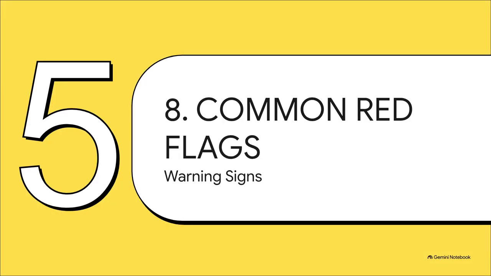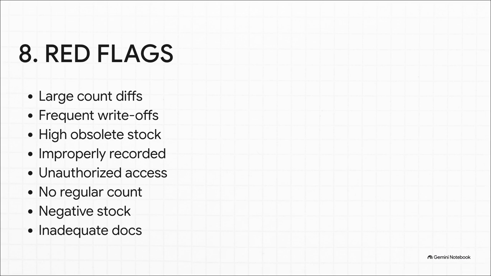Section 5. Common red flags. Now let's pivot to the warning signs every single internal auditor absolutely must memorize. When things don't align perfectly, we look for these 8 warning signs. Large count differences, frequent write-offs, high-value obsolete stock, improperly recorded, unauthorized access, no regular count, negative stock, and inadequate documentation. Listen, some of these are catastrophic. Having negative stock in your system, that is physically impossible and represents a massive system breakdown. And frequent write-offs? That might not just be bad luck. It could easily be a mask for ongoing systematic theft.